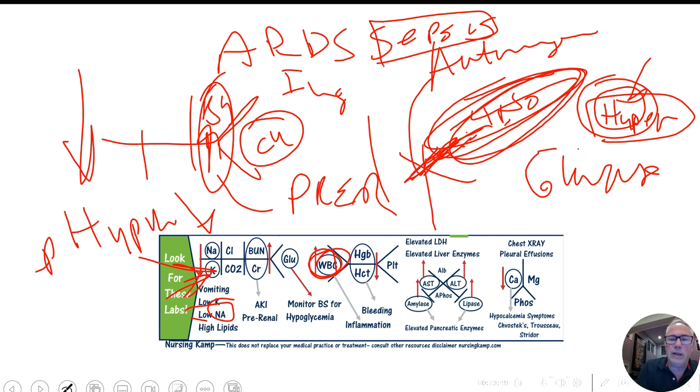All right, so we said that AST, ALT are elevated, amylase and lipase are elevated, and also they get hypocalcemia, low potassium, low phosphorus. And the main reason that is because these are the signs and symptoms.